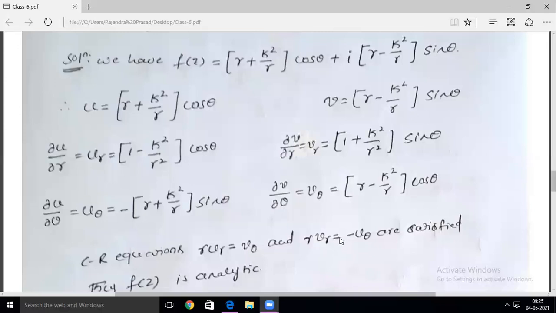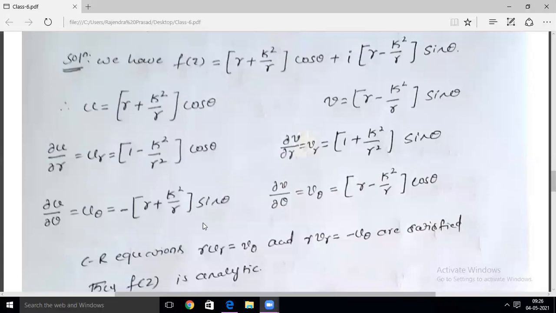Similarly for r into vr is equal to minus u theta. For vr, multiply by r and see: r into 1, plus r into k square by r square. The r gets cancelled, right? So finally we have r plus k square by r into sin theta. And u theta we have here as minus r plus k square by r into sin theta.